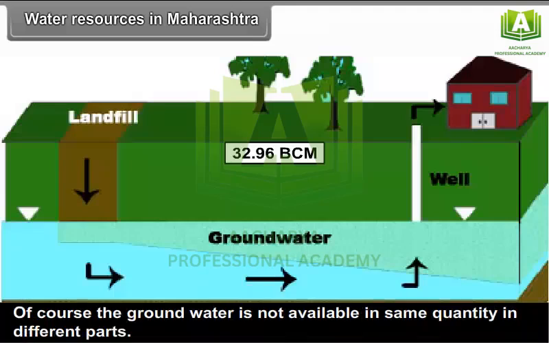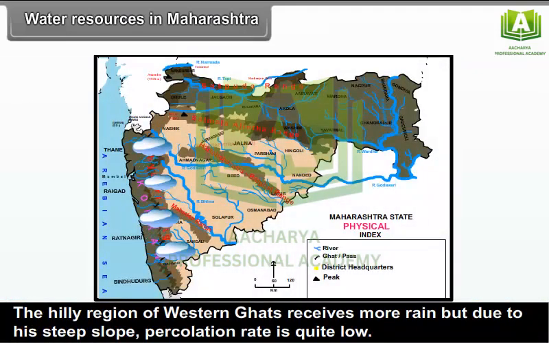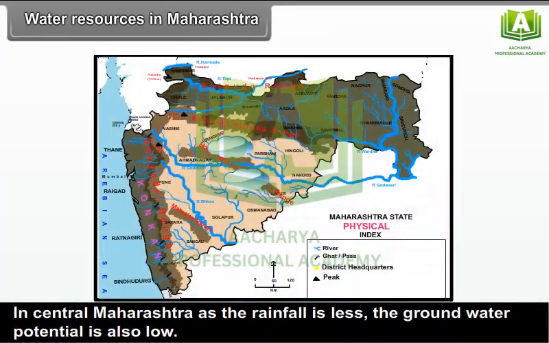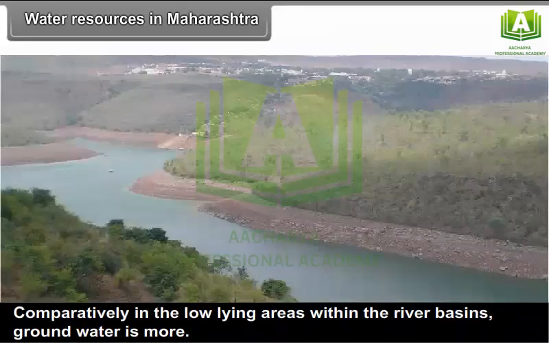Of course, the groundwater is not available in the same quantity in different parts. The hilly region of the Western Ghats receives more rain, but due to the steep slope, the percolation rate is quite low. In central Maharashtra, as the rainfall is less, the groundwater potential is also low. Comparatively, in the low-lying areas within the river basins, groundwater is more.